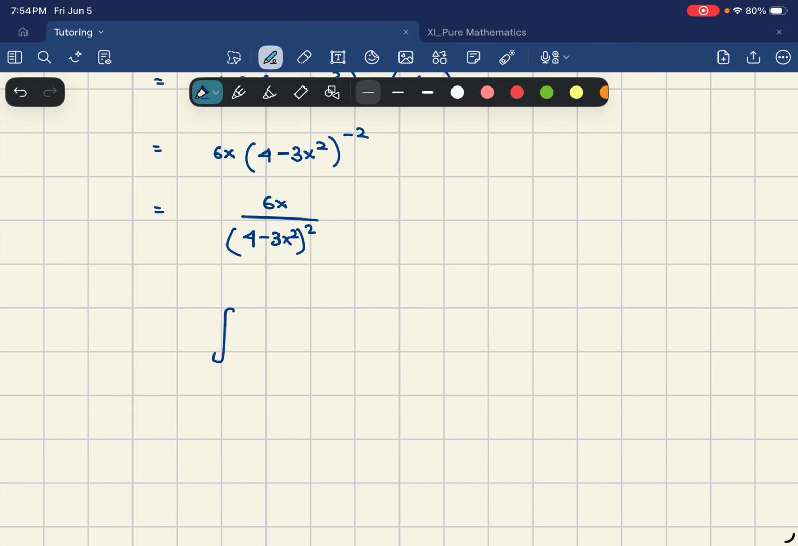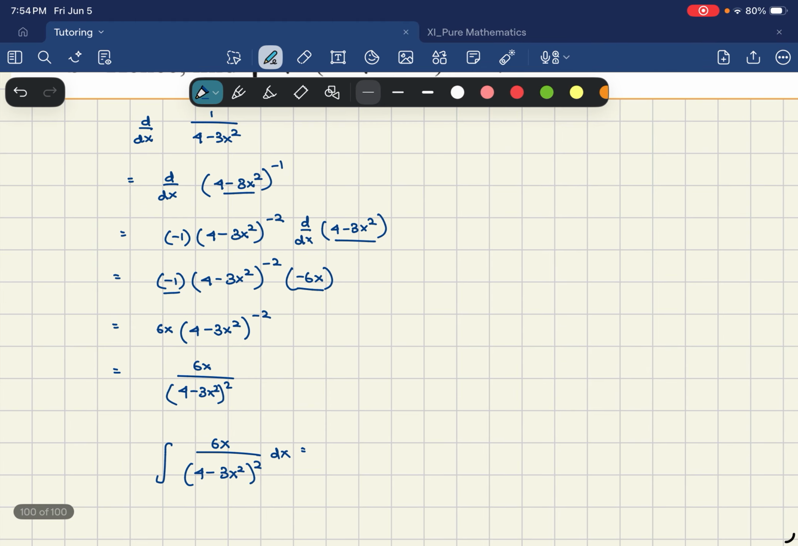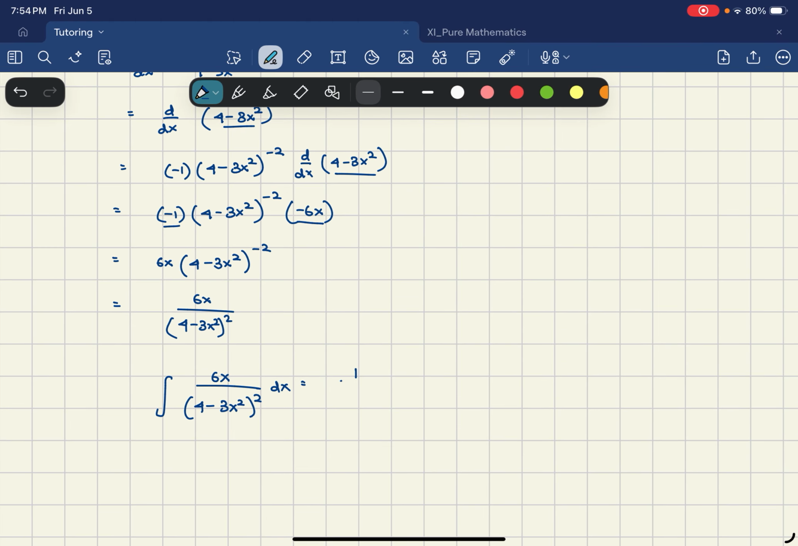So if I integrate 6x over 4 minus 3x squared squared, dx, I get the expression that I started with, which is this. I get 1 over 4 minus 3x squared plus c. Do not forget plus c.